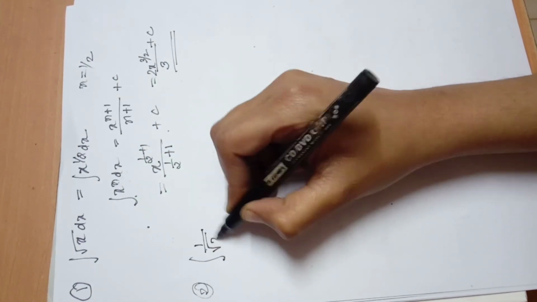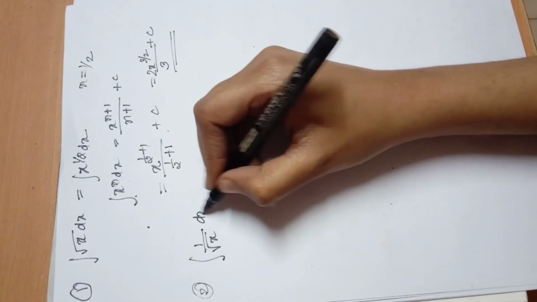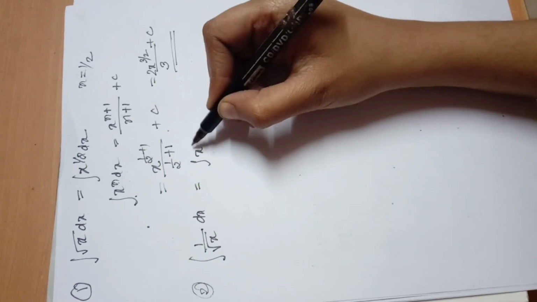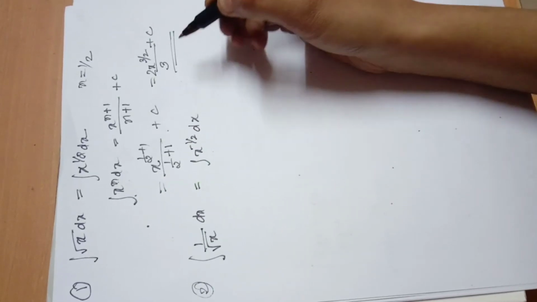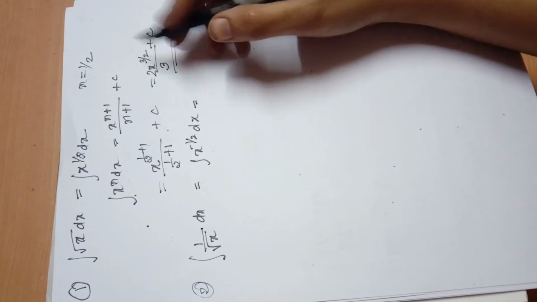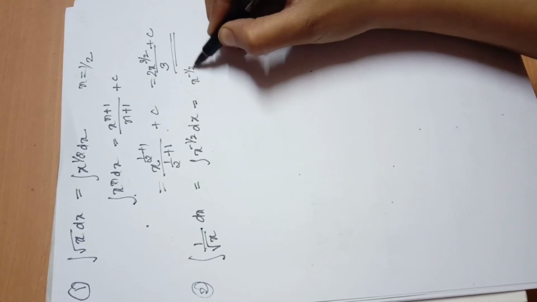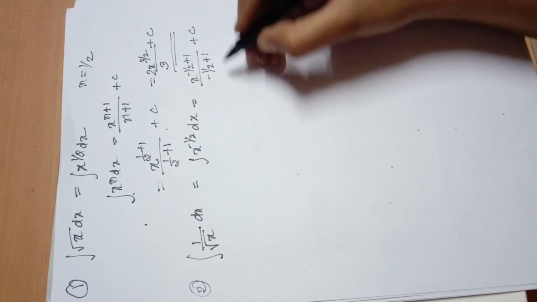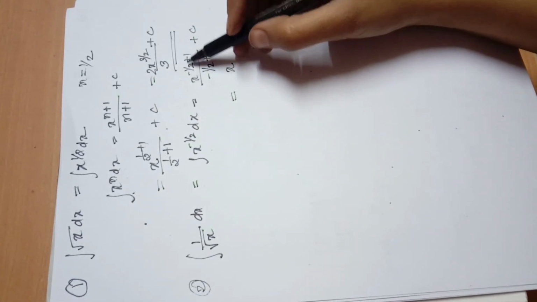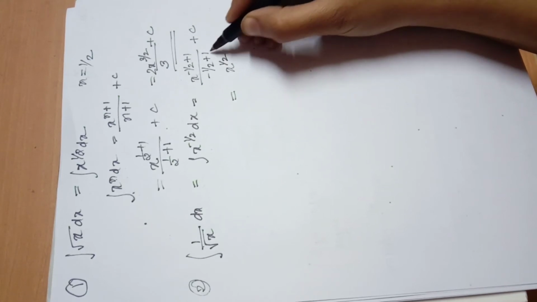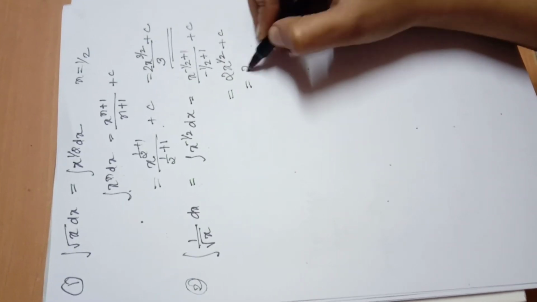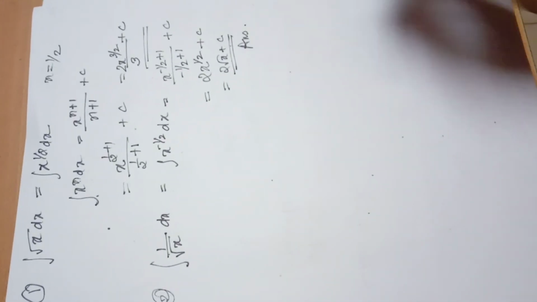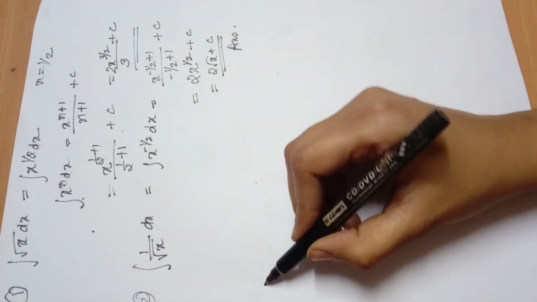Next question is 1 by root x dx. This is also very easy, but instead of plus half, this is minus half. So n is minus half and it becomes x to the power minus half plus 1 by minus half plus 1, plus c. So this is x to the power half, by half. So this is 2 root x plus c. This is my answer to the second question. Let's go to the third question.